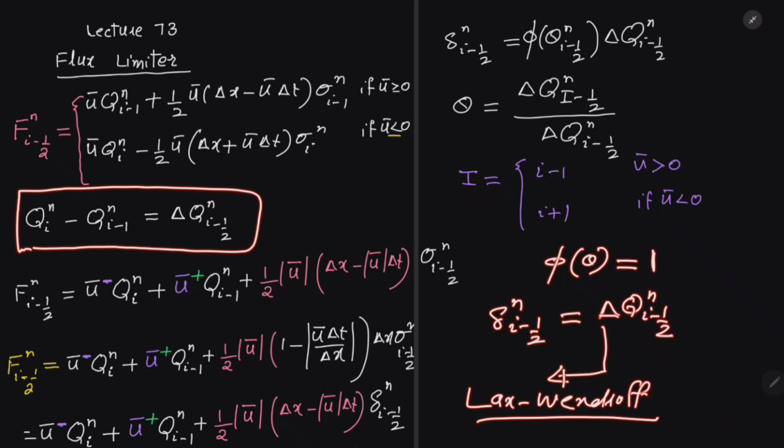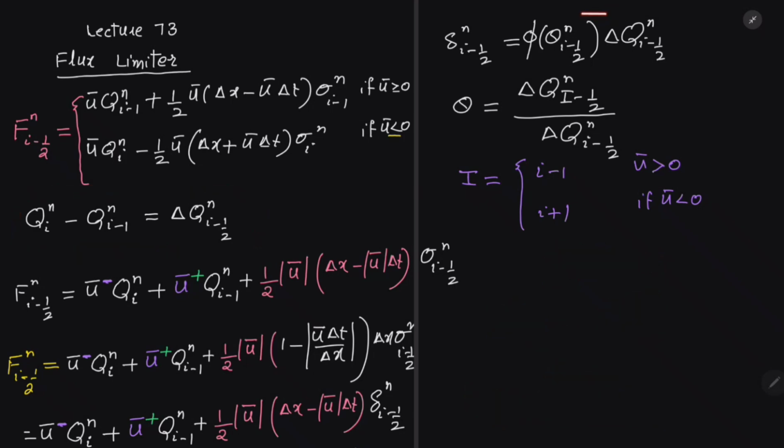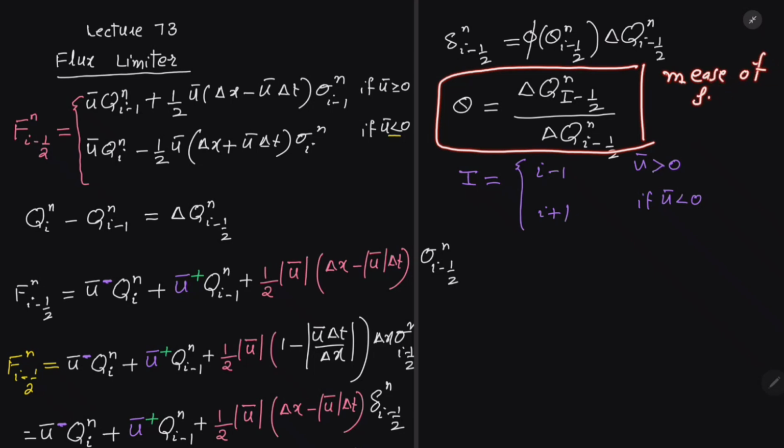I hope you get the answer. So this phi is crucial here, since it gives you different methods when we change the value of this flux limiter function. This theta is actually called the measure of the smoothness in the data.